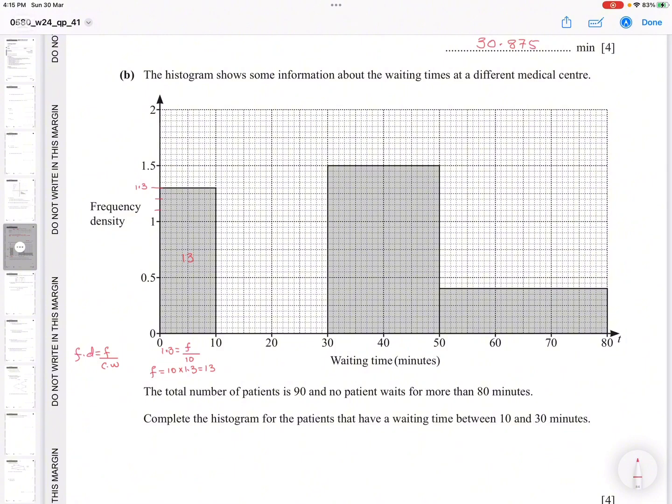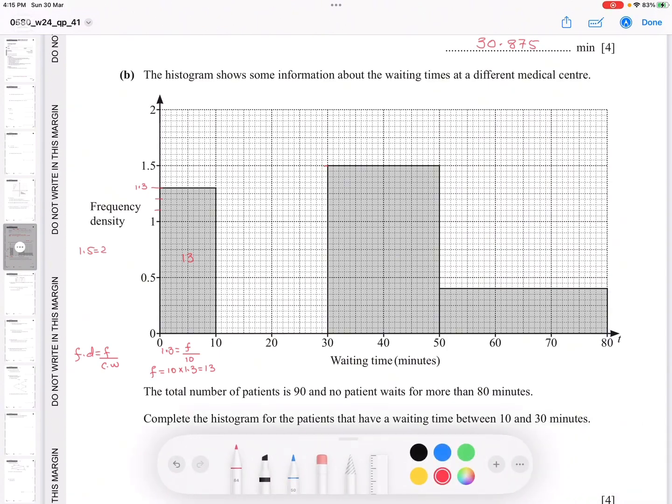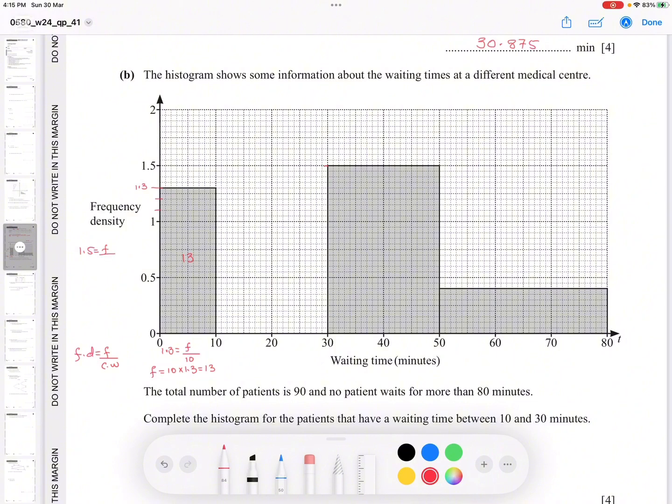Now calculate the frequency of the class from 30 to 50. Your frequency density is 1.5, so 1.5 is equal to frequency over class width, which is 20. Now frequency is 20 times 1.5, which is 30. So the frequency of this bar is 30.